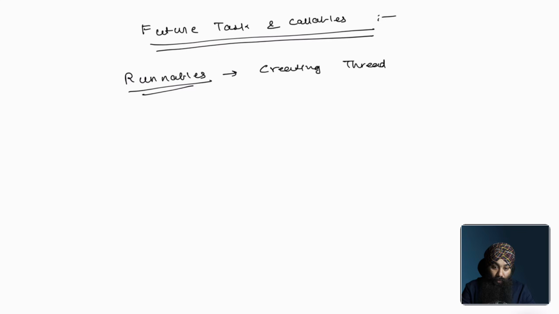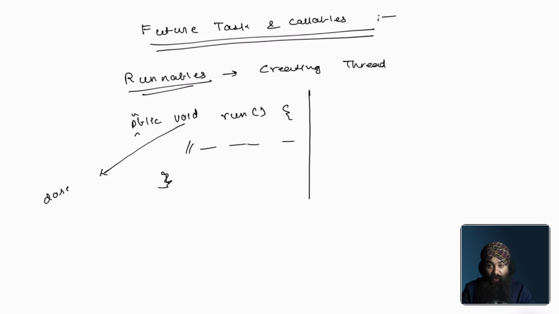First of all, when we already had runnable, what was the need of callable? Let's talk about that. The runnable, as you already know, has the run method, public void run. Whatever you give inside this run method, it will run in the new thread. Can you think about a disadvantage that the run method has? A simple disadvantage is it doesn't return anything.